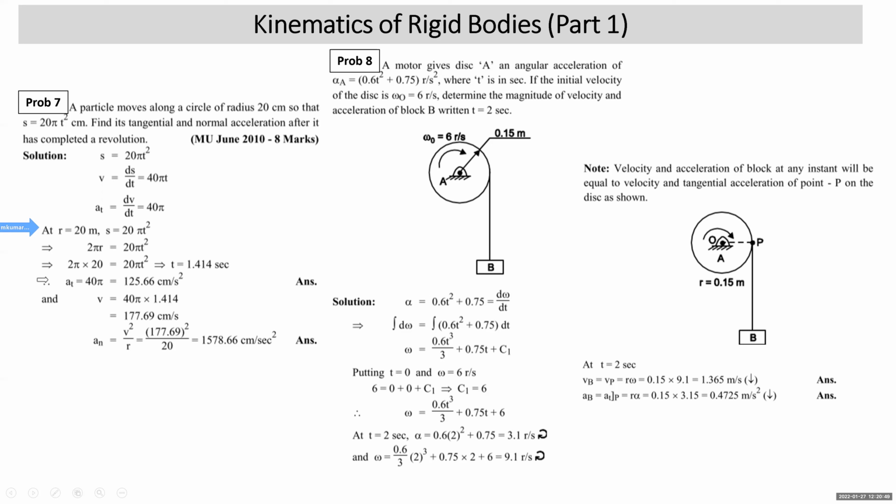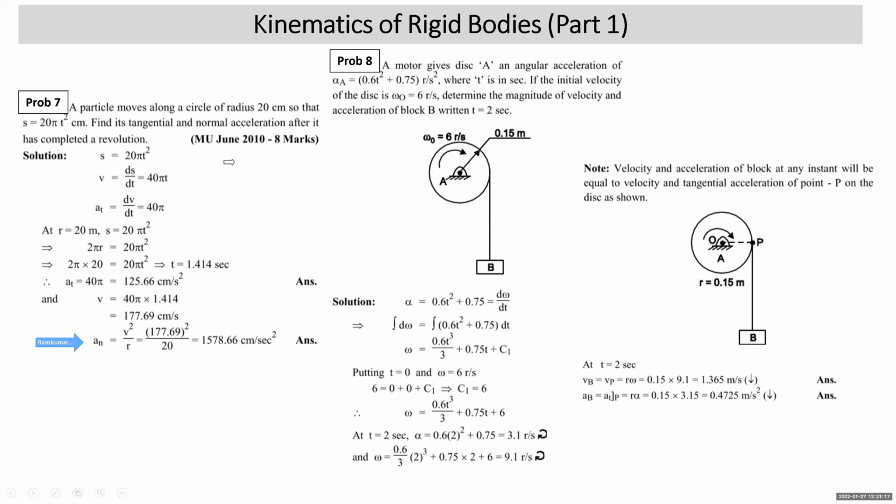AT we found as 40 pi. Substitute the value of pi as 3.14, so you get 120.46. Velocity we got as 40 pi t, with t as 1.414. You get velocity as 177.69 centimeter per second. Then AN is v square upon rho. Substitute the value of v, and rho is 20 centimeters. So you get 1578.66 centimeter per second square.